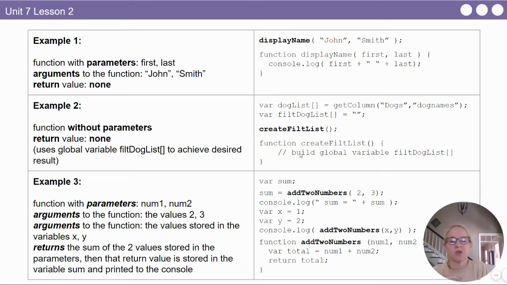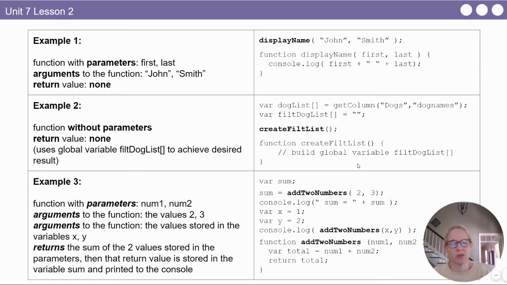This may look familiar. I create a global variable dog list. I get the column from my data, and then I create a global variable filter dog list, and then I call the create filt list function. Inside that function, you're going to use some algorithm to build your global variable filt dog list. This is what y'all would have done in the hackathon project before Christmas.